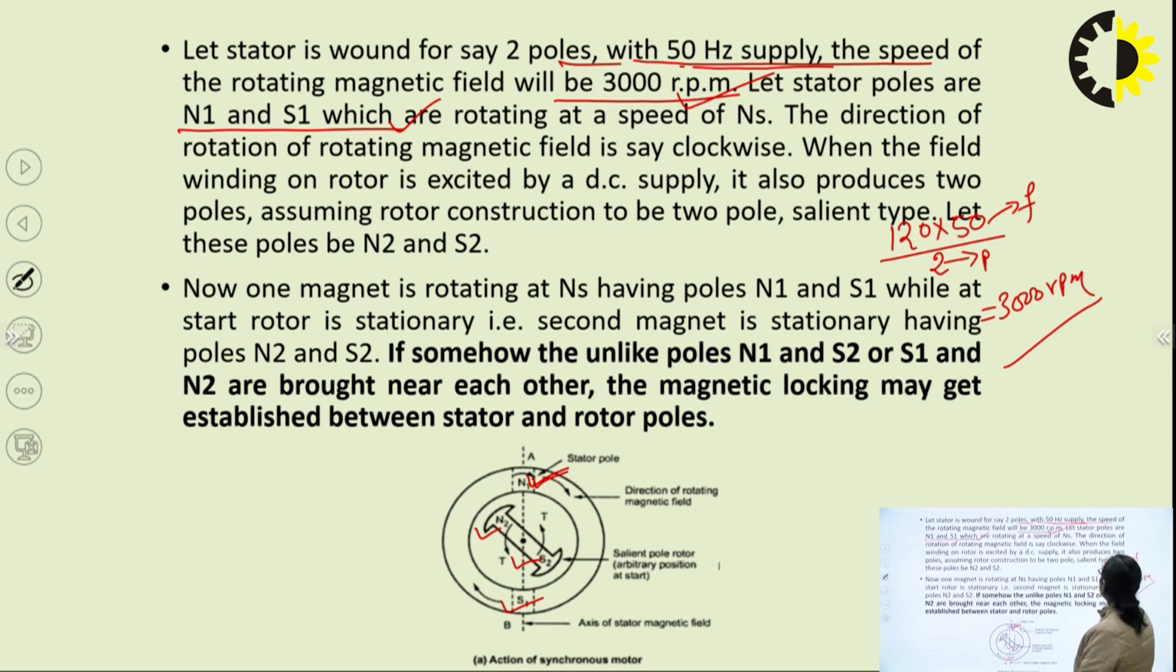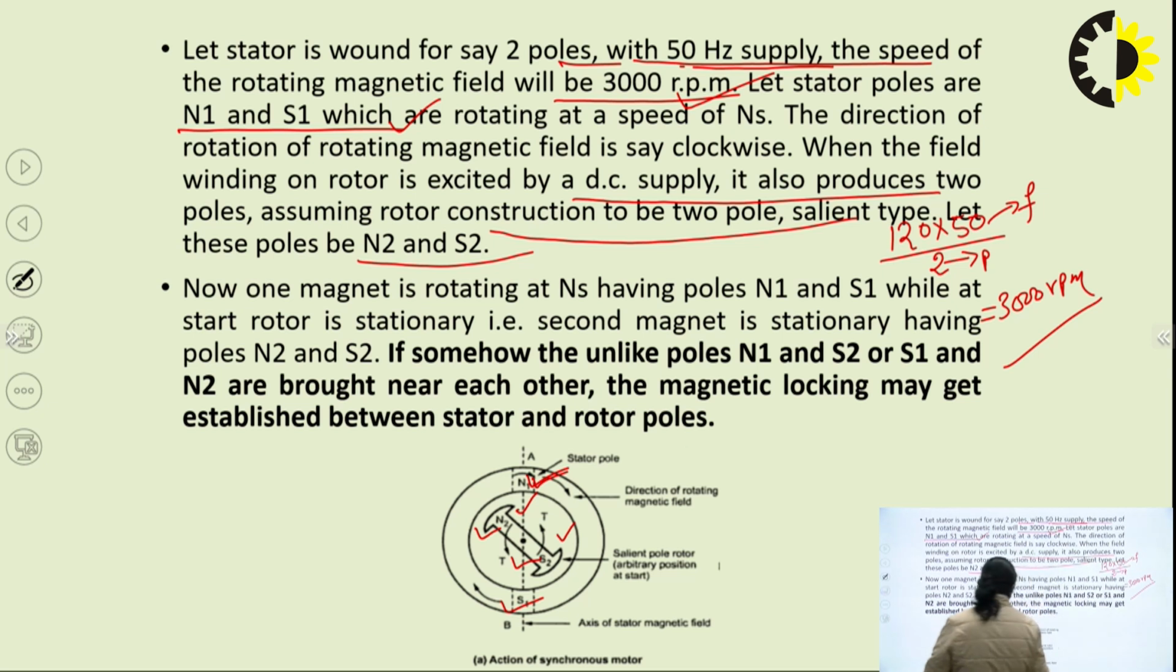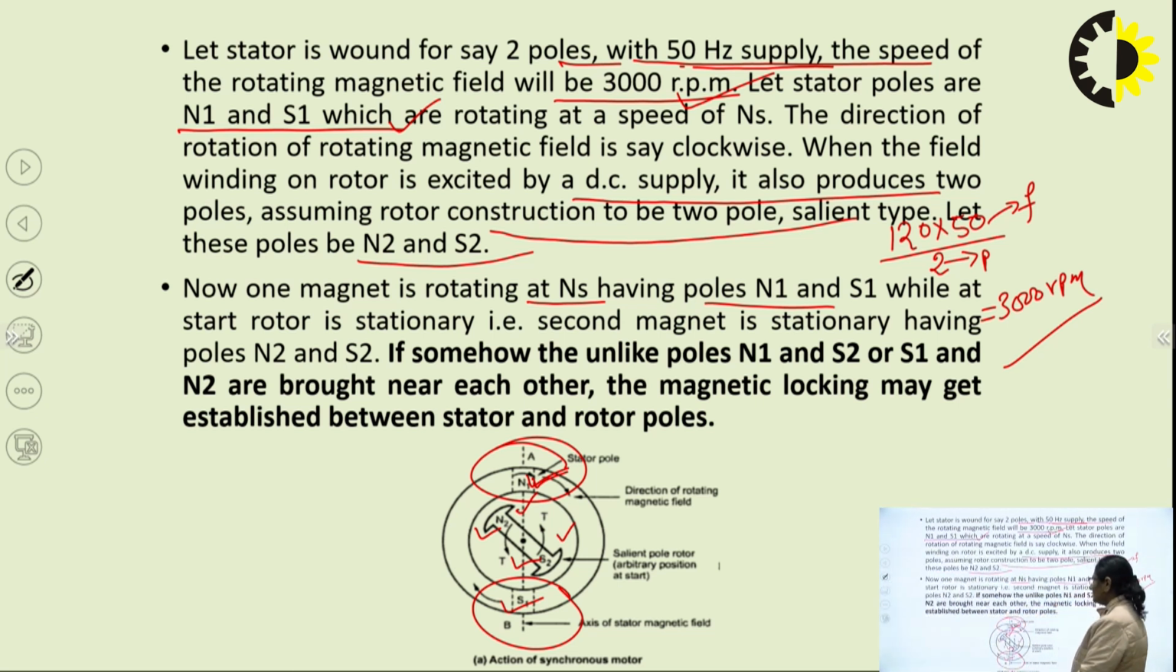Right? So now when the field winding on the rotor is excited by a DC supply, it also produces two poles. Assuming the rotor construction to be a two-pole construction, the two poles are given as N2 and S2, which I have marked in the figure. Now one magnet is rotating at ns speed. Which magnet? It is the magnet produced by the stator. So the magnet pole pairs produced by the stator, N1 and S1, are rotating at a speed of ns, while at the start the rotor is stationary, right?